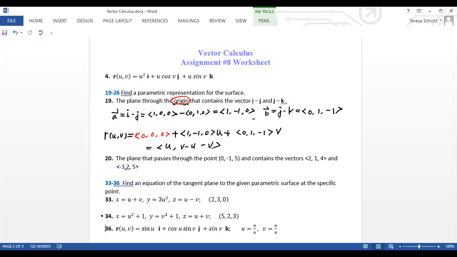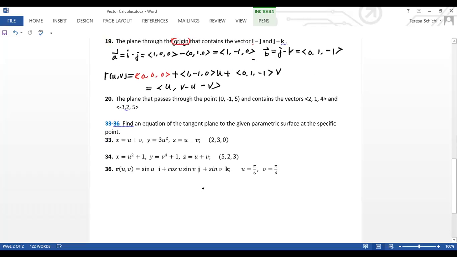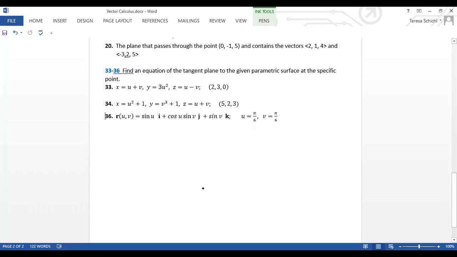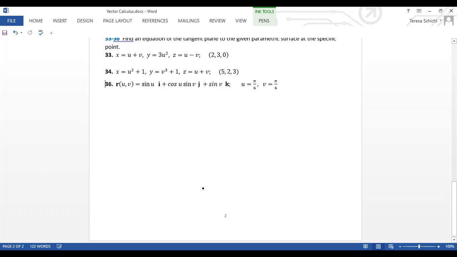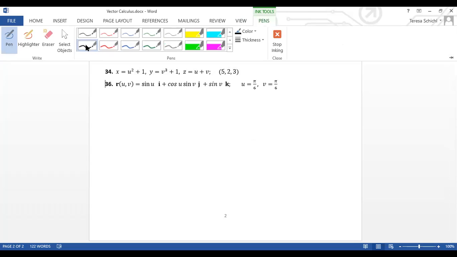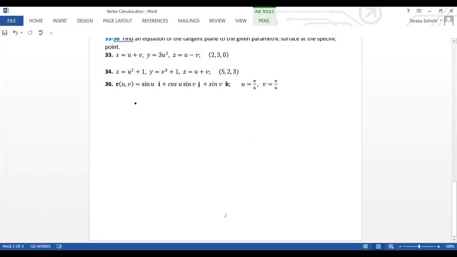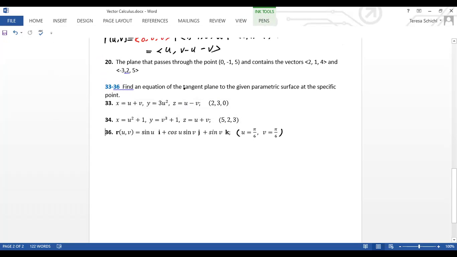All right, so it's a pretty easy section, right? The last problem I'd like to take a look at is number 36. My parametric representation is sine u, cosine u sine v, and sine v, at the point where u and v are pi over 6. We want to find the equation of the tangent plane.